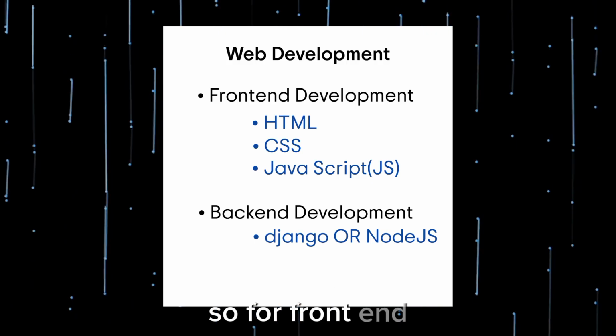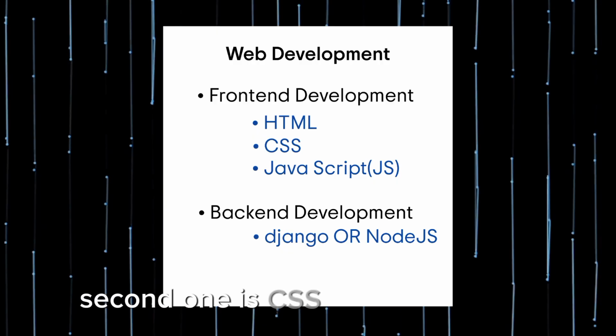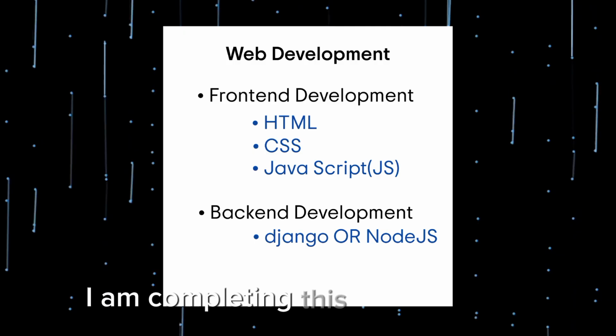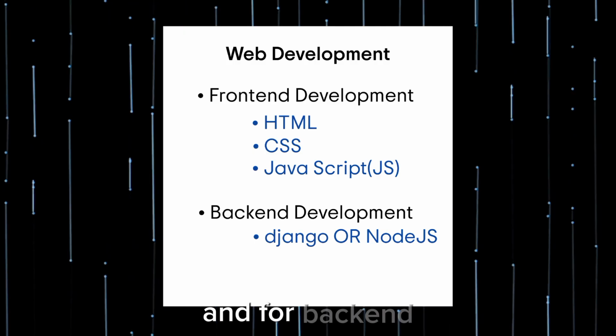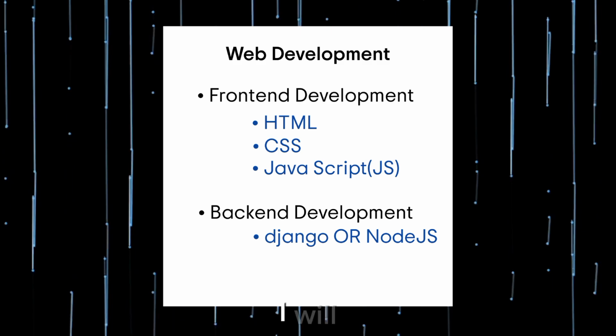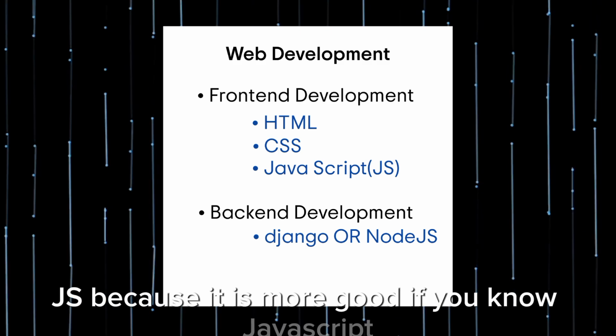So for front end, you have to learn 3 languages. First one is HTML, second one is CSS, and third one is JavaScript or JS. I am completing these 3 from Apna College, and for backend you have to learn only one language, Django or Node.js. I will be learning Node.js because it is better if we know JavaScript.